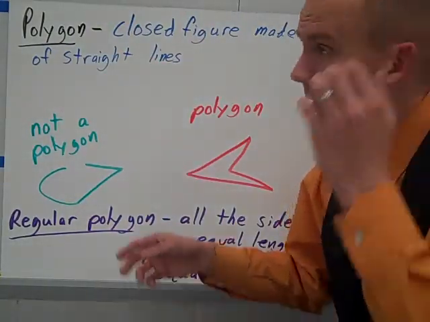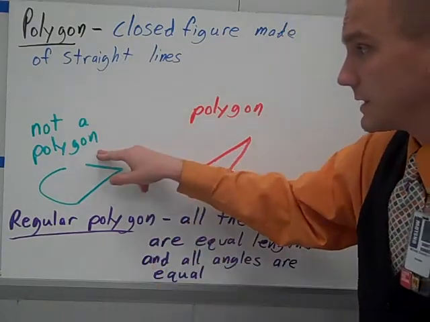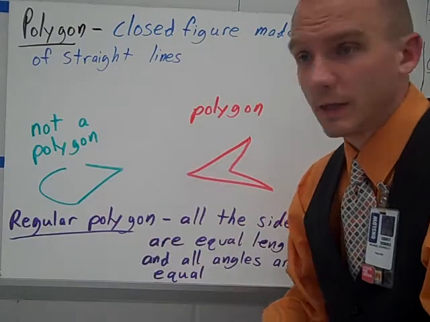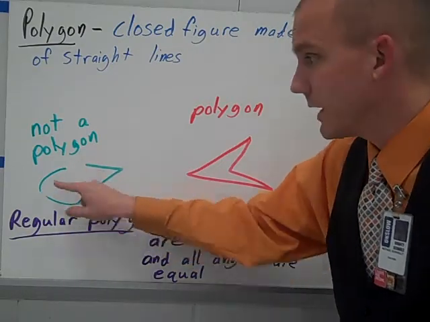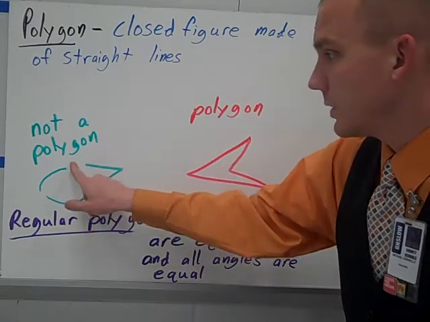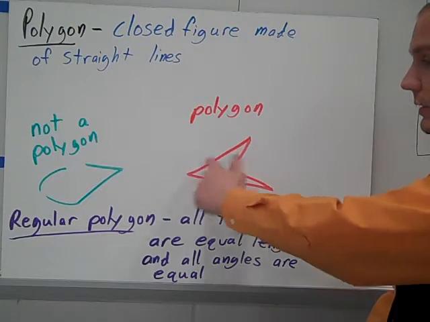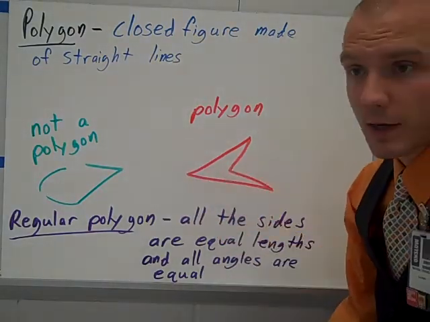Polygons, what are they? Well, it's a closed figure made of straight lines. This is not a polygon because it's curved and doesn't have straight lines and isn't closed. It does have two straight lines, but because it's curved, it's not a polygon, and it's not closed. This one here is a polygon. You have straight lines, it closes off, so it's a polygon.